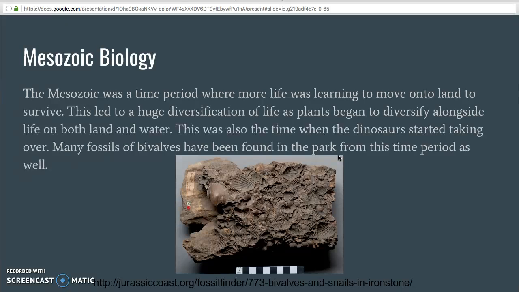The Mesozoic was a time period where more life was learning to move onto land to survive. This led to a huge diversification of life as plants began to diversify alongside life on both land and water. This was also the time when the dinosaurs started taking over. Many fossils of bivalves have been found in this park from this time period as well.